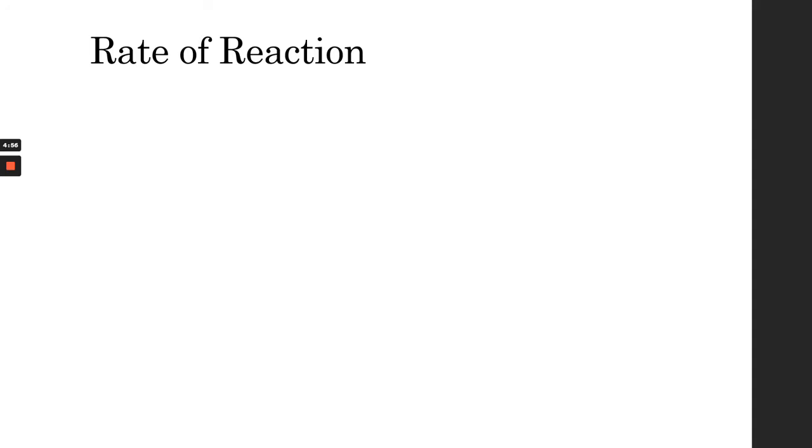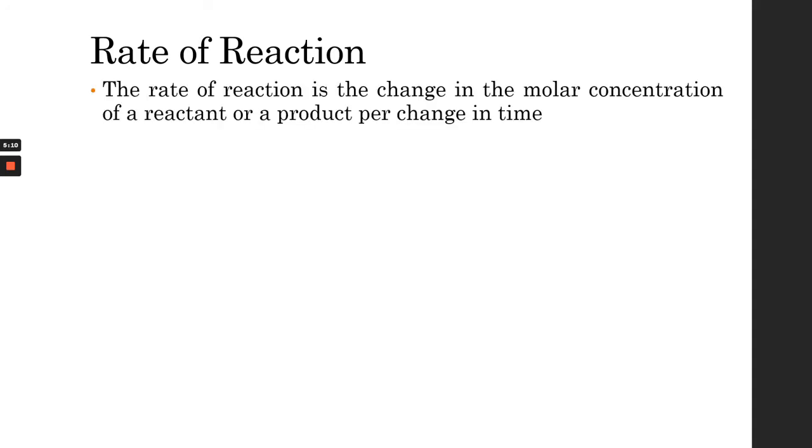So the rate of reaction is basically how fast the products form. So we are measuring how fast products form or how fast the reactants are consumed. Rate of reaction is basically a measurement of the change in molar concentration of a reactant or a product per change in time. Because when we talk about rate, this is basically over a period of time.